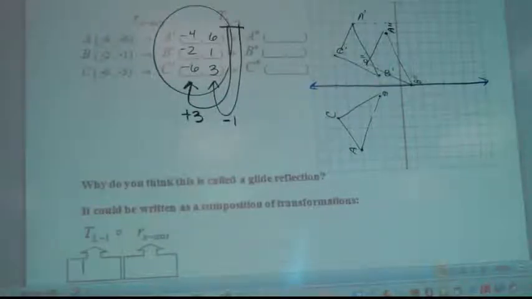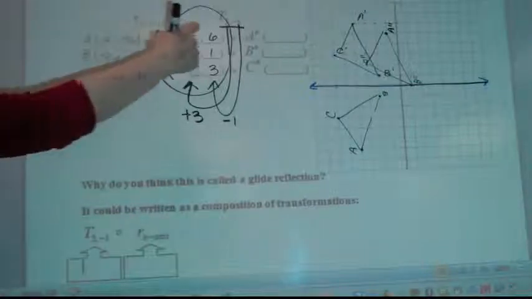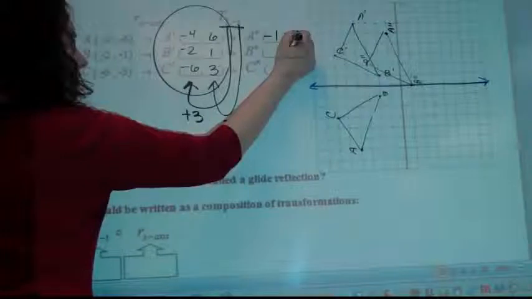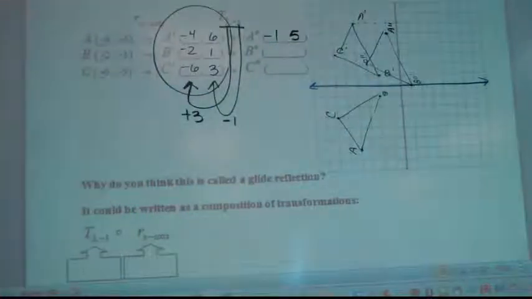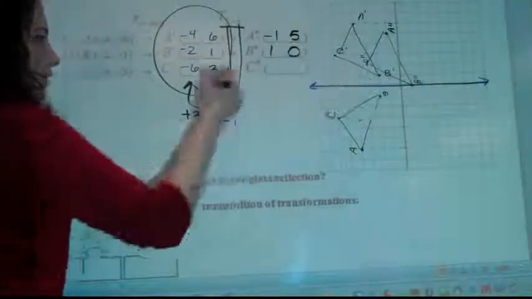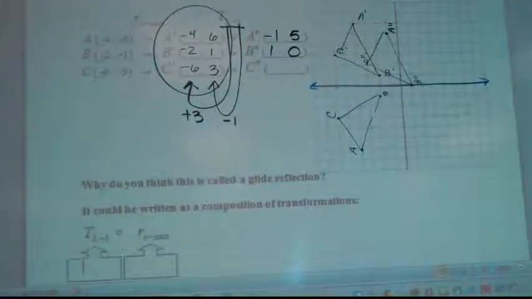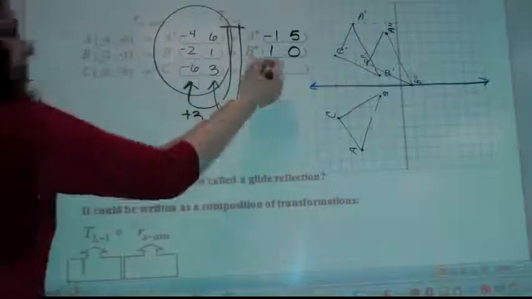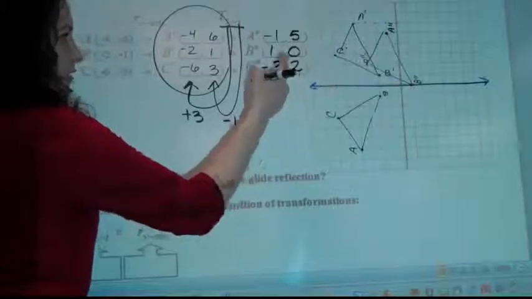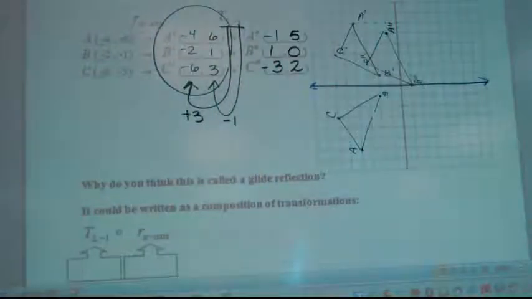So Matt, you're working on the points, right? What'd you get for A double prime? -1, 5. That sounds good. I think I even have -1, 5 as my point. Yep. What'd you get for B? 1, 0. That's what I got for my B. What about for C? -3, -3, 2. Perfect.